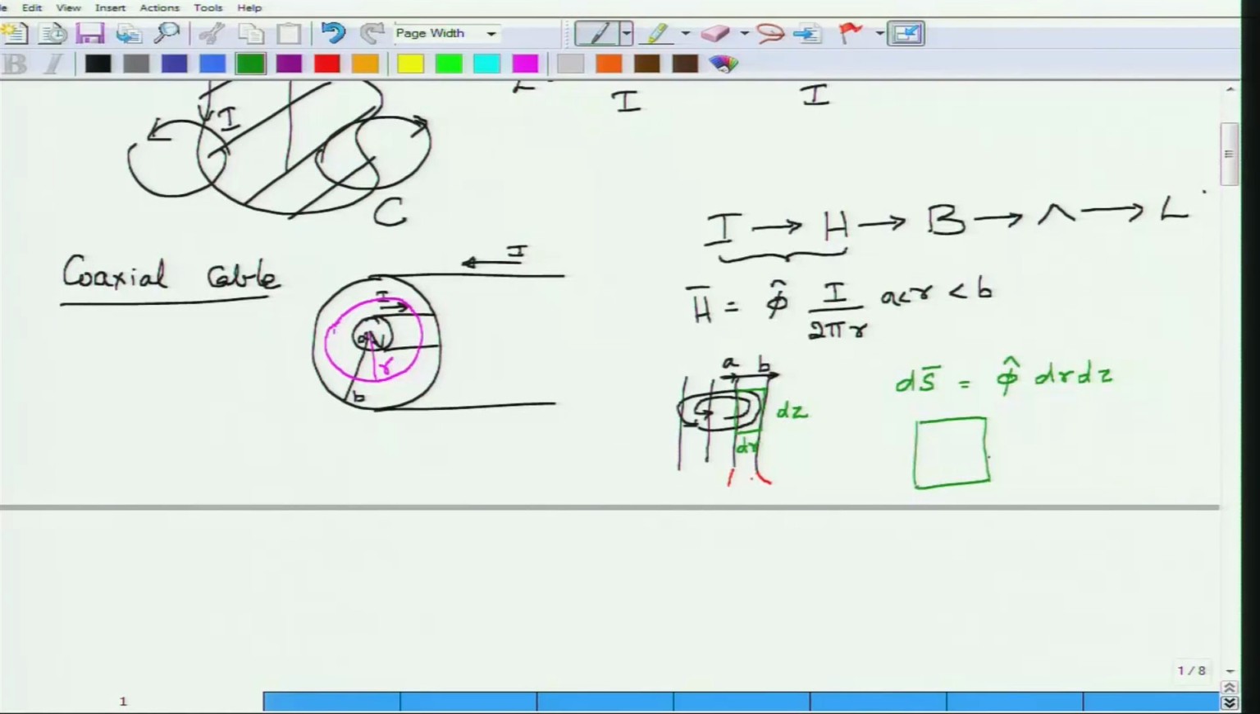So in this region, which is around dz and dr, right, the magnetic field lines will all be going in, right. So this would be the magnetic field lines. These magnetic field lines will all be along the phi direction, and therefore they are perpendicular to this surface, and therefore they are cutting through the surface.